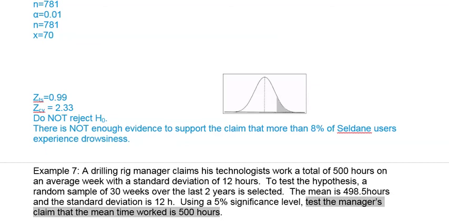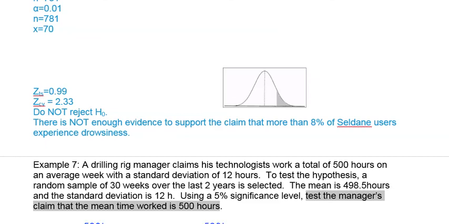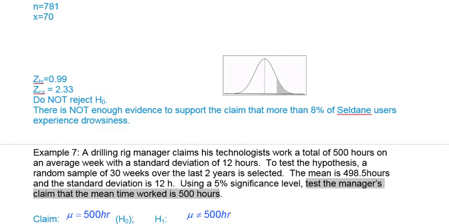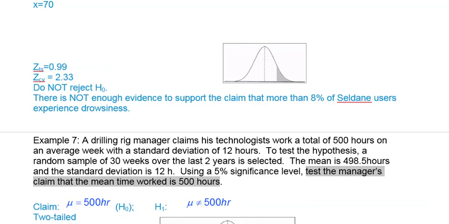Is going to tell us equality. So equality is our null hypothesis. So this is the first one that we've had, that our claim is the null hypothesis. The alternate hypothesis does not equal. So we've got a two-tailed test in this case.